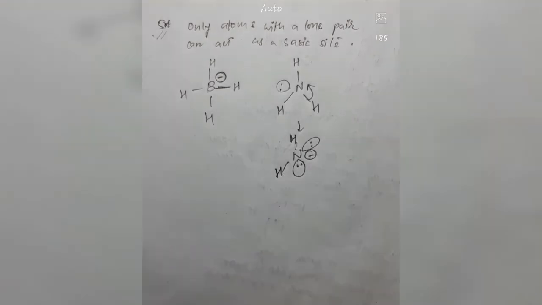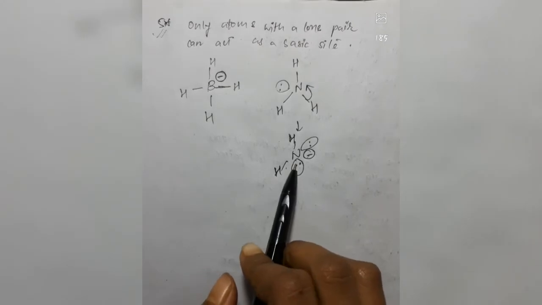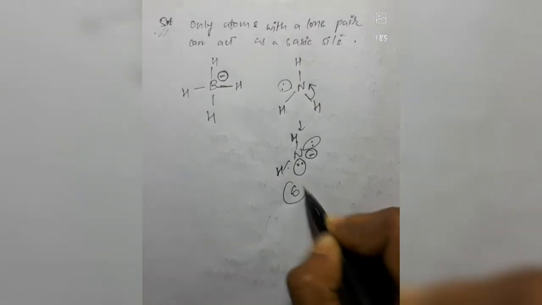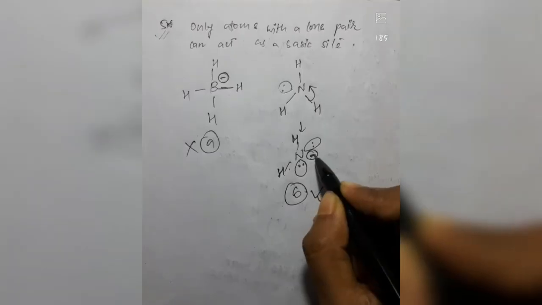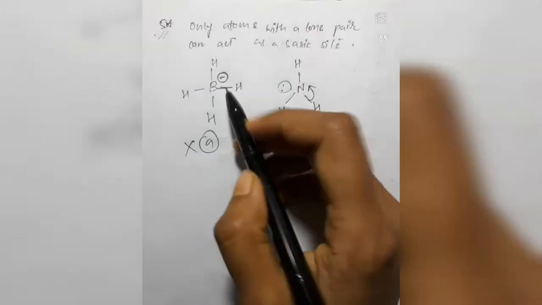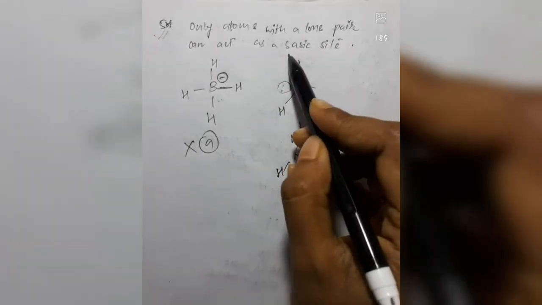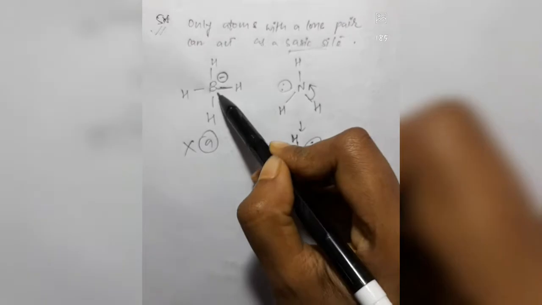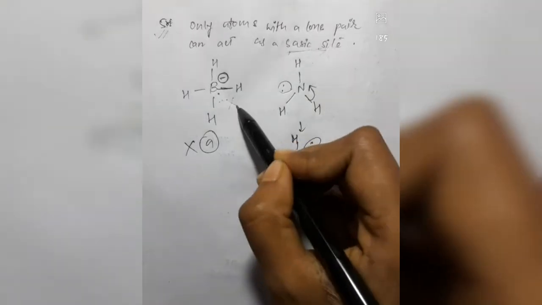Now you see, if you are asked to tell the basicity of these two molecules, what will you say? This is basic and this is not basic. B is basic because, along with having a charge, it also has lone pairs. But here it has no lone pairs, so we cannot say that it is basic. The basic site is absent here because this atom has no lone pairs. There is only a charge but no lone pair. So there is no basic site, it is not basic.